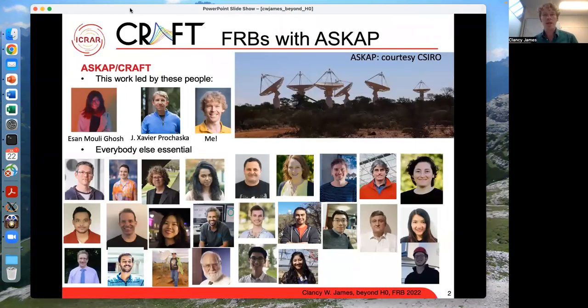In particular, in order to get the wonderful data we use from ASKAP, which is run by the CSIRO, Ilya Mouli Ghosh and J. Xavier Prochaska have been helping me in leading this work, but there's a vast number of people who work as part of the CRAFT collaboration, who have contributed to taking the data and getting the redshifts of the host galaxies. And I'd like to thank all of them.